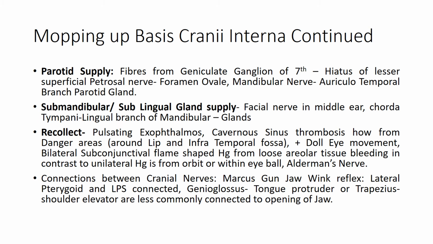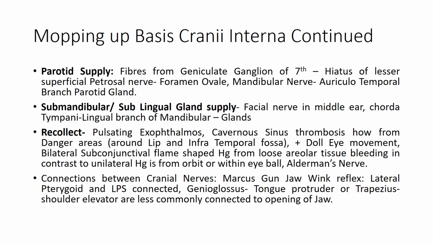Parotid supply is fiber from the geniculate ganglion of the 7th, hiatus of the lesser superficial petrosal nerve, foramen ovale, mandibular nerve, auriculotemporal branch, and then the parotid gland. The submandibular and the sublingual gland supply are the parasympathetic fibers in the facial nerve. In the middle ear, chorda tympani, lingual branch of mandibular, and into these glands.